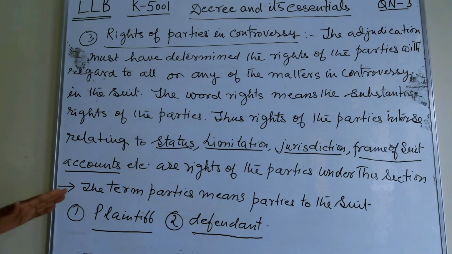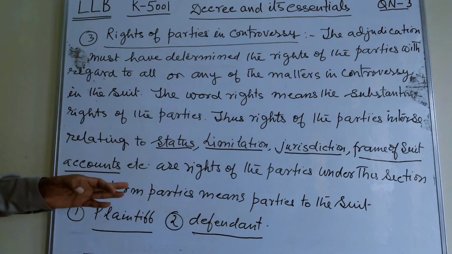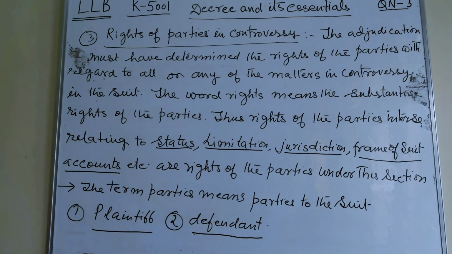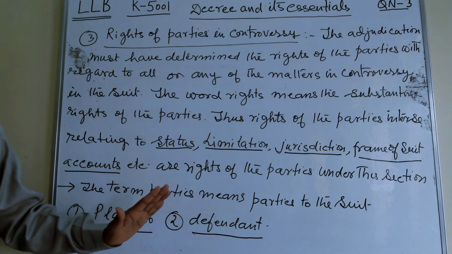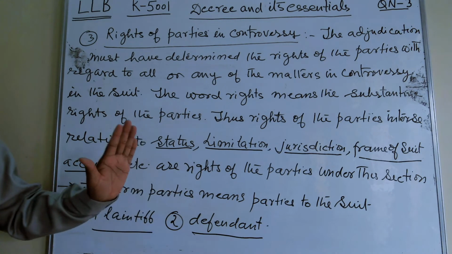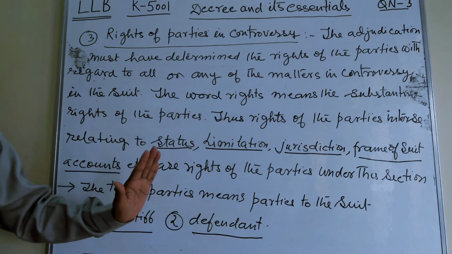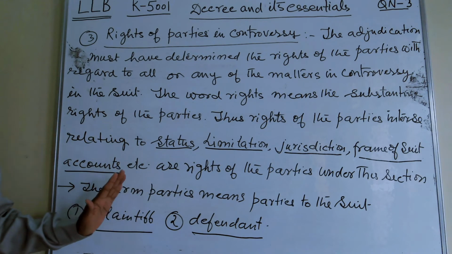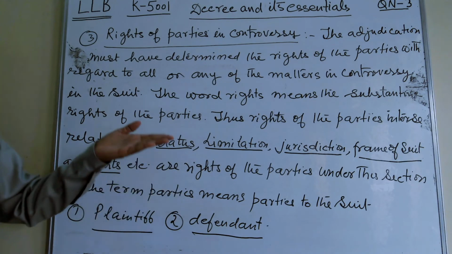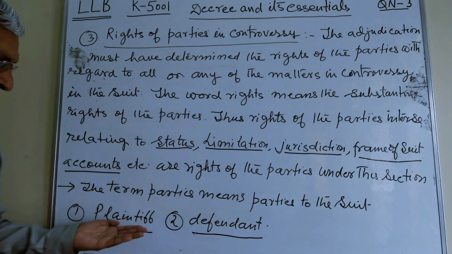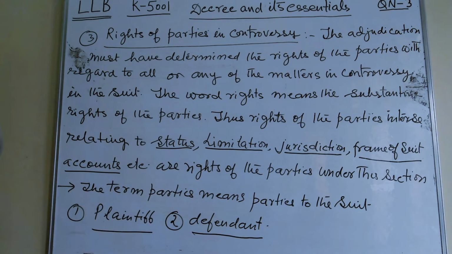So, the term parties means parties to the suit. In a suit, there are two parties, one plaintiff and second defendant. Plaintiff may be one or more. Defendant also may be one or more. But parties are only two, plaintiff and defendant. Now I am taking the fourth condition.